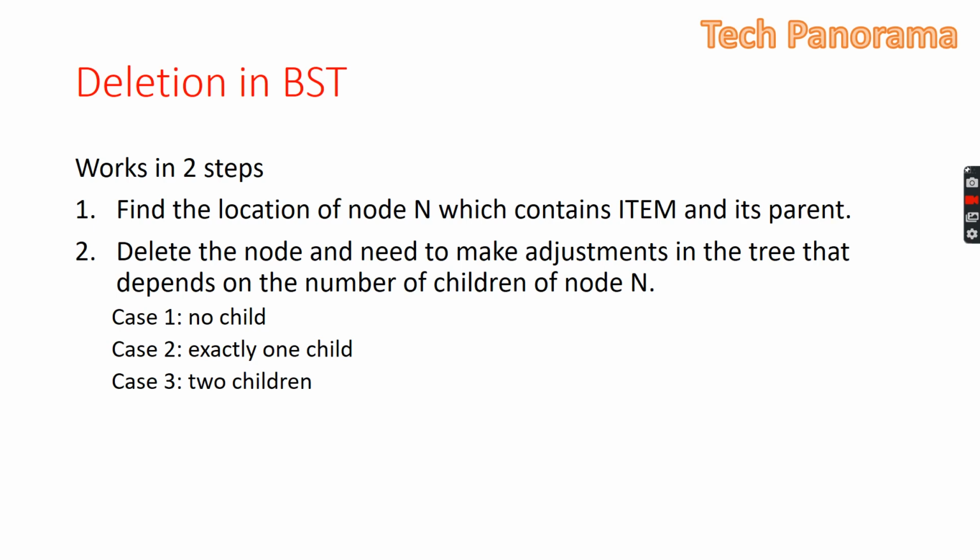The delete operation has three cases: if the node N that we are going to delete has no child, if it has exactly one child, or if the node has two children. In all these three cases it works differently, which we will discuss later with some examples. So first we will work on the find operation.